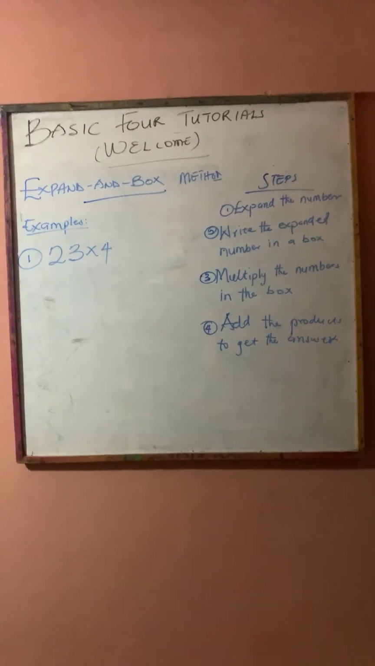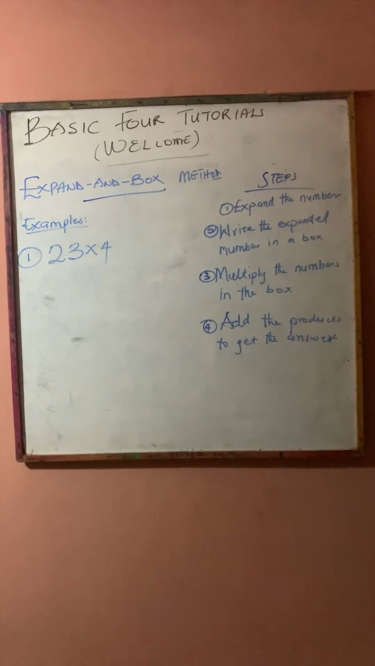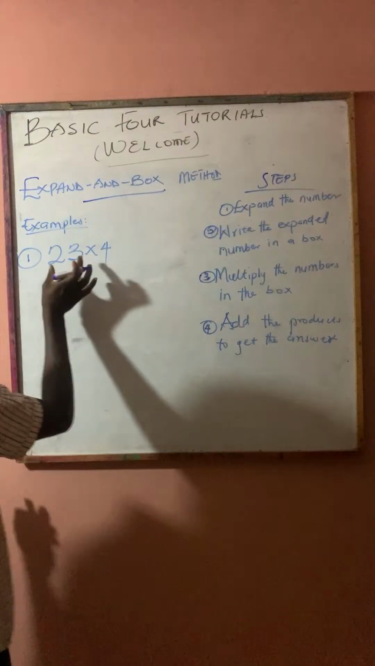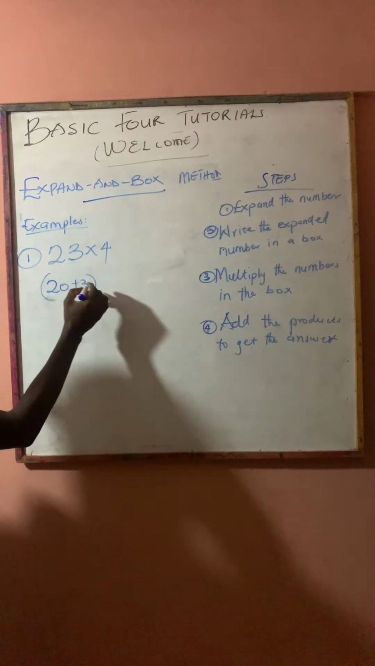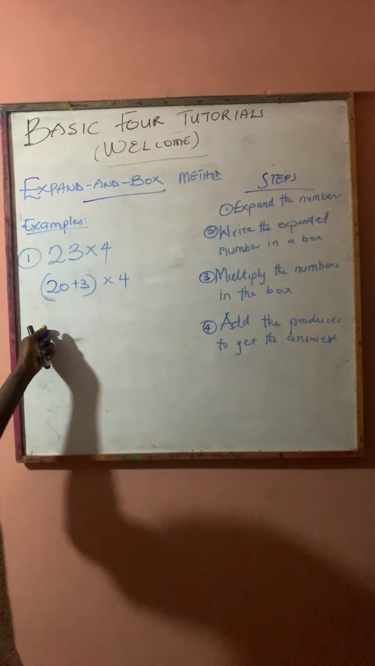23 times 4. We're going to expand the multi-digit number over there, and then we multiply. So for the first step, we're going to expand 23. Then 20 plus 3 times 4. That's the expansion for you, okay?